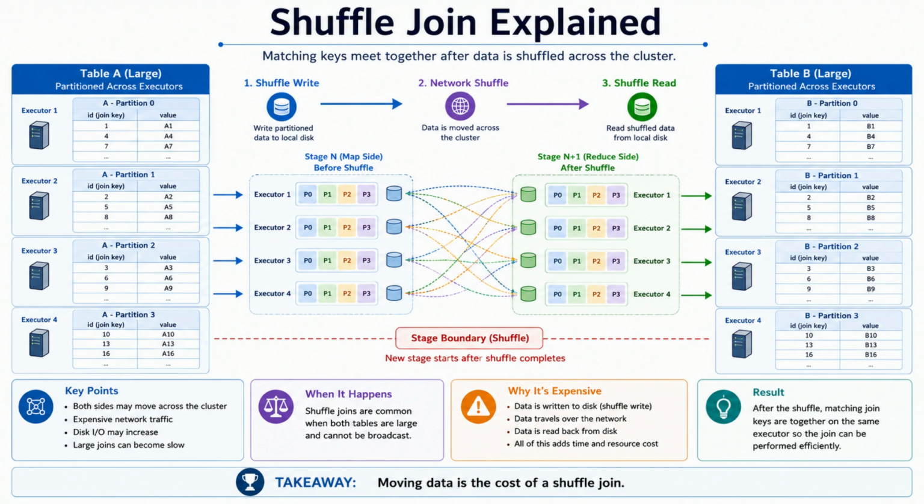Shuffle joins are common when both tables are large and cannot be broadcast. They are powerful but expensive. They create network traffic, disk input and output, and longer stage duration. The key idea is simple. Moving data is the cost of a shuffle join.